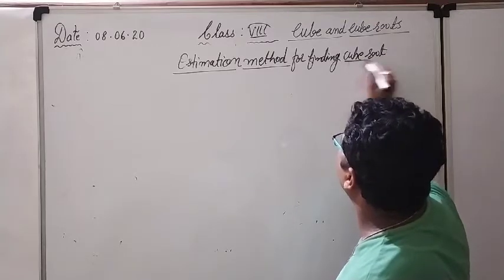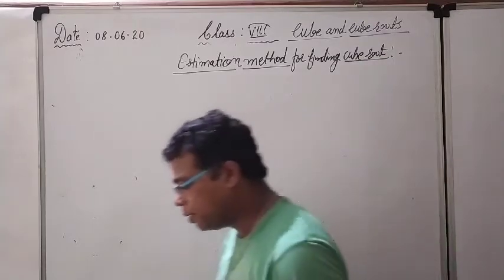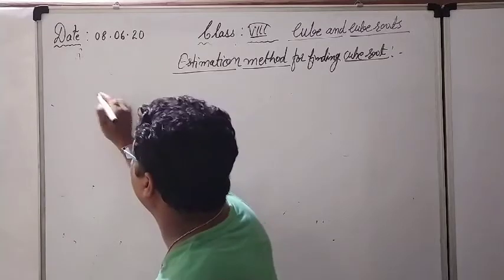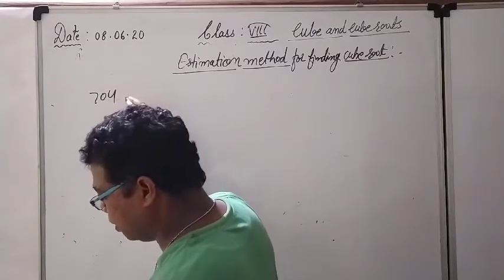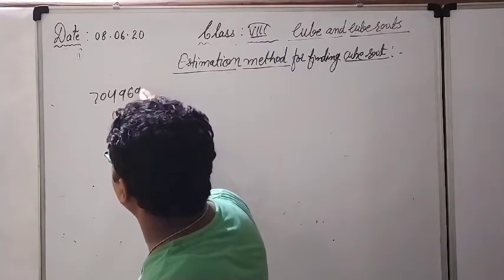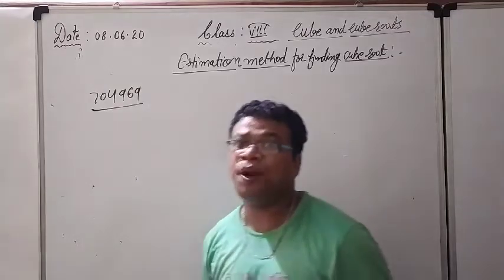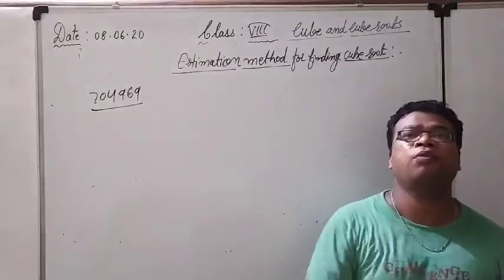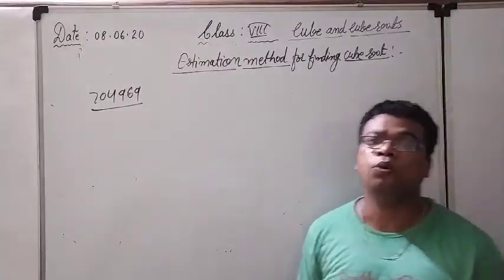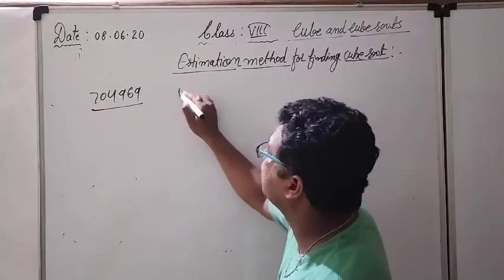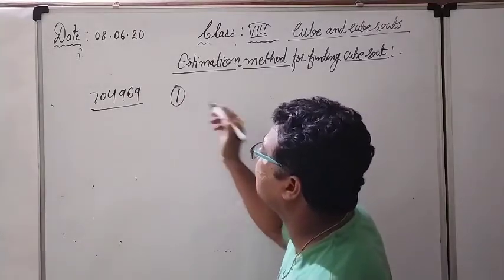Look here, very important thing. Let me give one example also. 704969. For example, this is the question, and without prime factorization directly we have to reach the answer. So how to do? What is the procedure? First step, one by one we have to see.